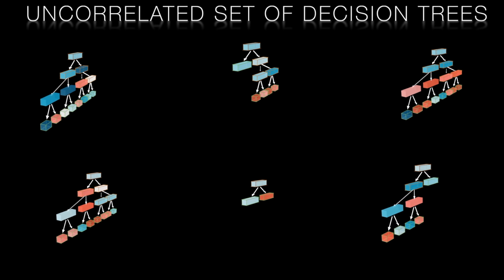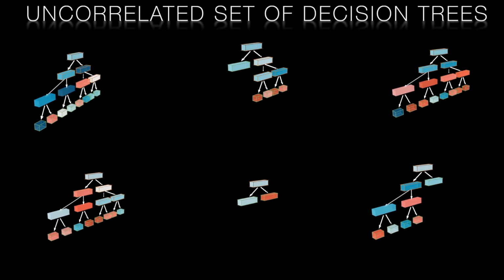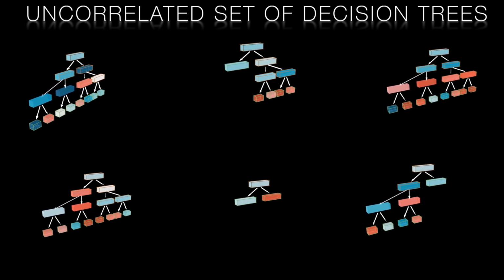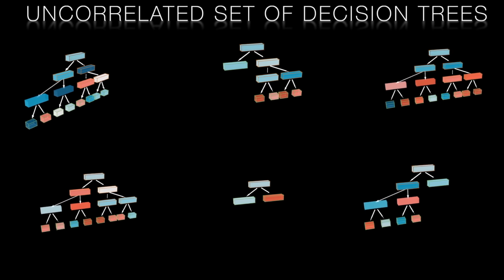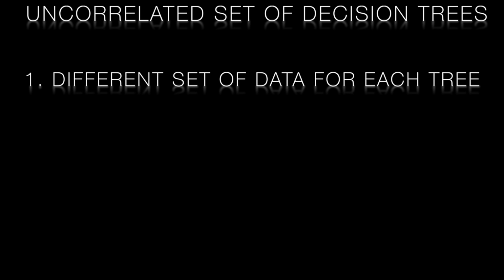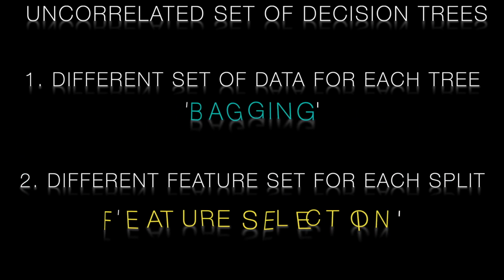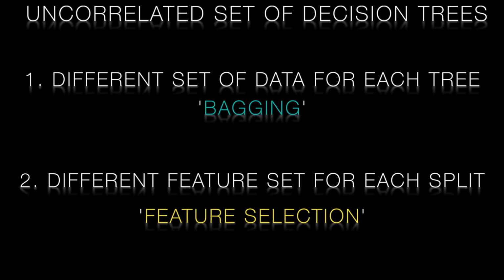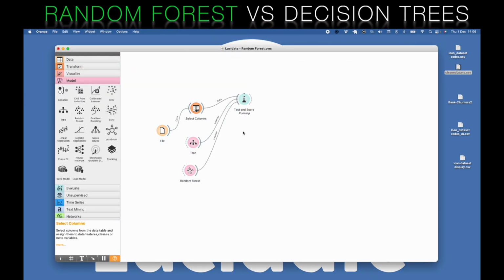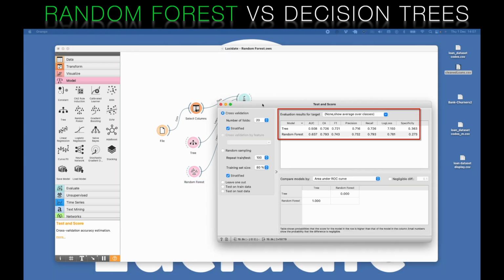The power of random forests is that it creates an uncorrelated set of decision trees. It achieves this by using a different set of data for each tree and a different feature set for each split of each tree. This is brought about by bagging and feature selection. We can see here dramatically improved performance across all of our metrics for a random forest over a single decision tree.